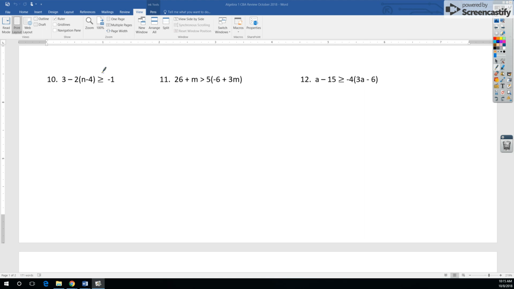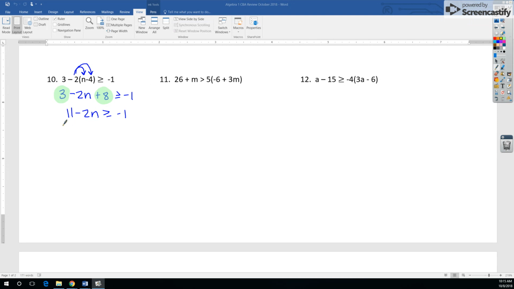So I'm going to not do 3 minus 2. Absolutely not. This is not where we start. Do not do that. I'm going to distribute negative 2. 3, then minus 2n. Negative 2 times negative 4 is positive 8. Combining like terms on the same side of the inequality. 3 plus 8 is 11.